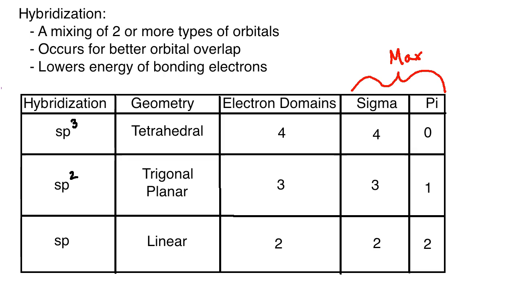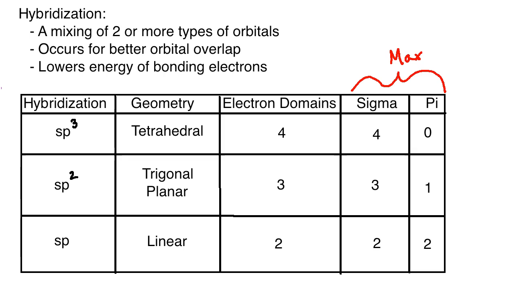Now for sp2, we're dealing with trigonal planar as the geometry. Remember that that's flat, whereas the tetrahedral would be like a tripod type shape. There would only be 3 electron domains total for something that's sp2 hybridized. You could have a maximum of 3 sigma bonds, and the maximum pi bonds that you could have would be 1, because again, we're leaving behind 1 p orbital. The other 2 are being brought into the hybridization.